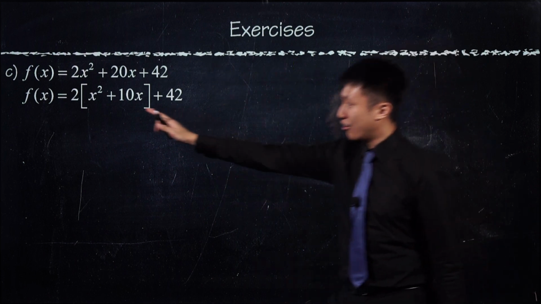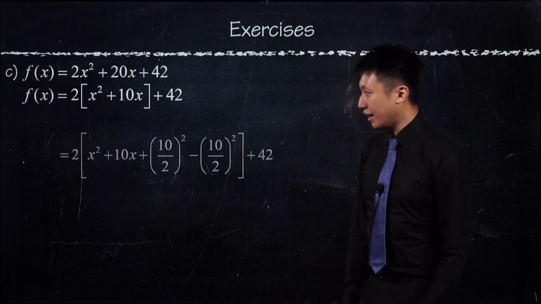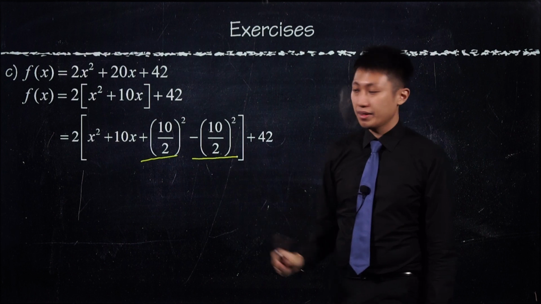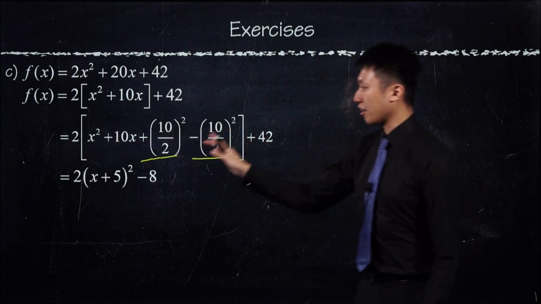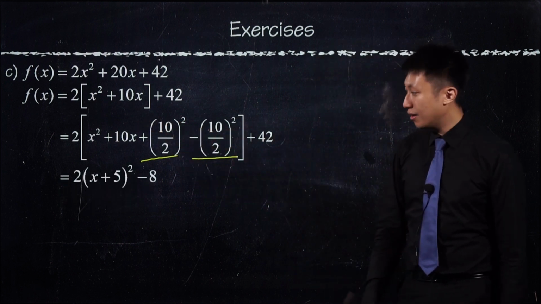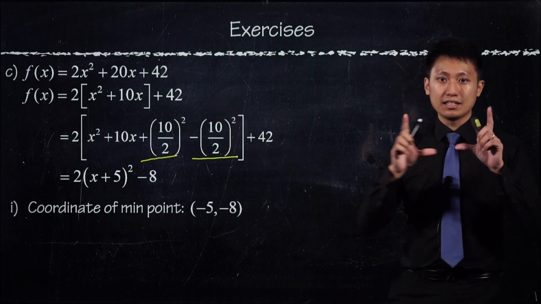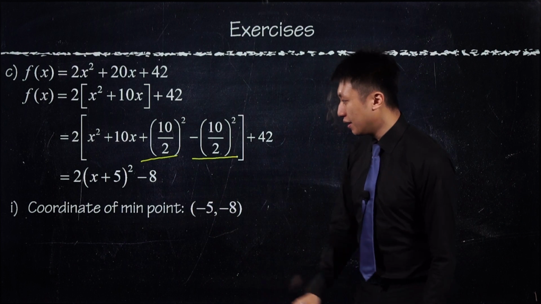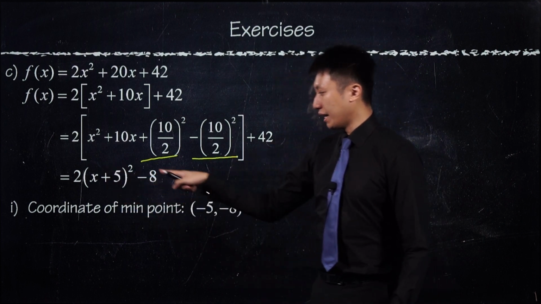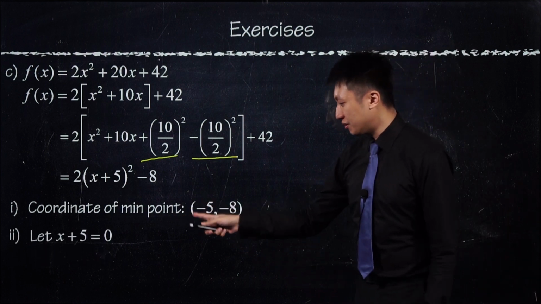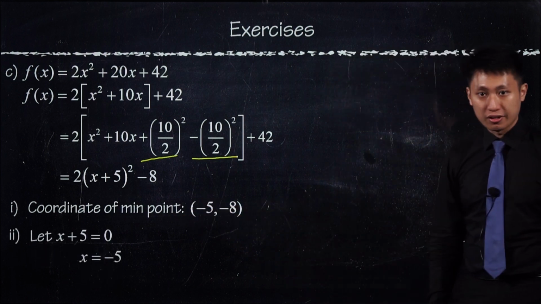Okay, so I can only factor it out and do completing a square. These two terms cancel, same. Combine the first three and combine the last two, I get that one. Then coordinate of min max point. For this case, it's a smiley, so minimum point. So -5 and -8. Axis of symmetry, let that one be equal to 0. So it's just this, x equal to -5.